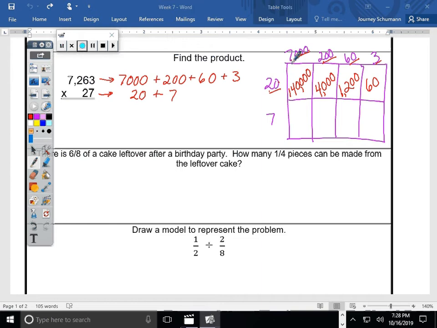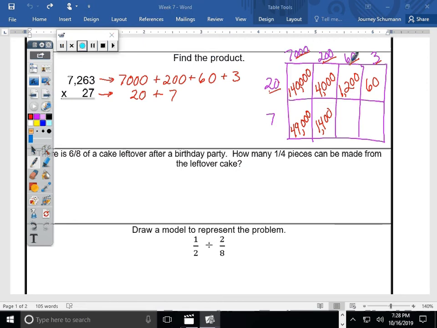So 7 times 7,000 is the same as 7 times 7, which is 49, with how many extra zeros? 1, 2, 3, to make sure we get to the thousands. Next I have 7 times 200, and I know 7 times 2 is 14. How many extra zeros would I have back here? You might notice that there are 2, so I'm multiplying that by 100 to get 1,400.